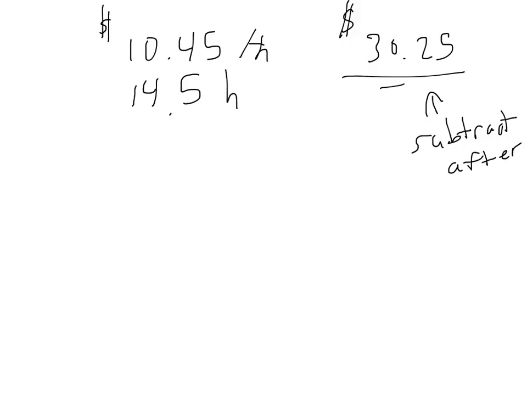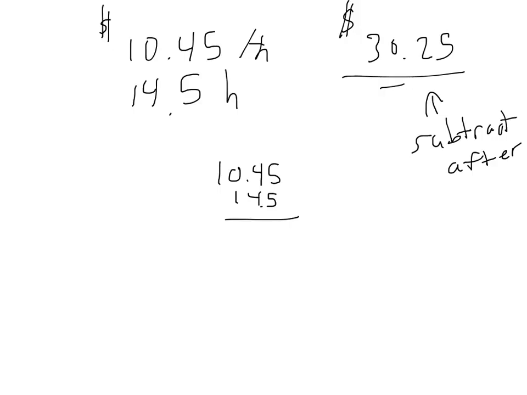Okay, so first thing I have to do is do my multiplying. So for multiplying, I remember I don't need to line them up. I just have to write them out, and then I'll count the decimal places later. So 10.45 times 14.5. You can multiply it any way you want. I'll do it the way that most people in the class need to be doing it.